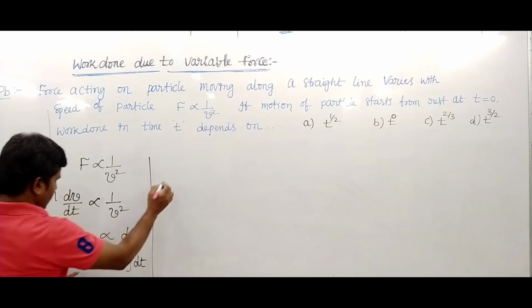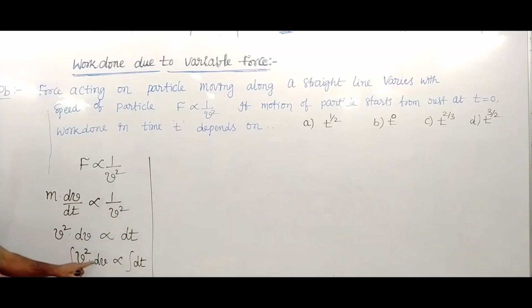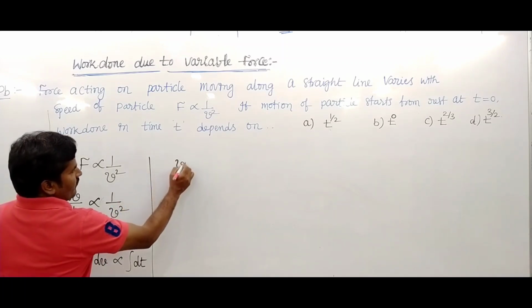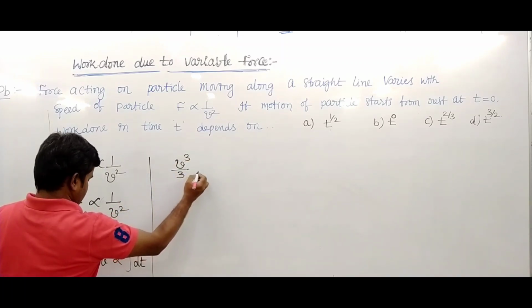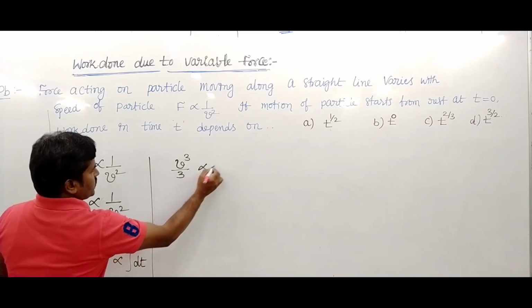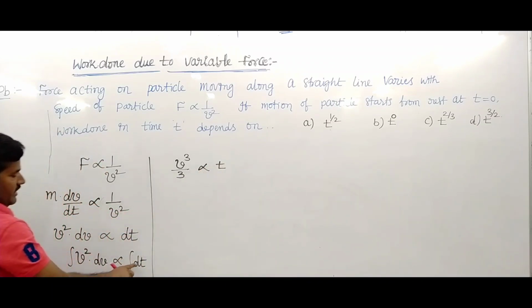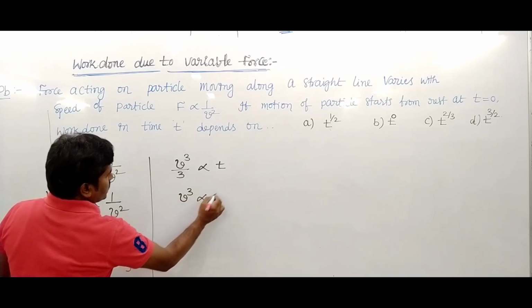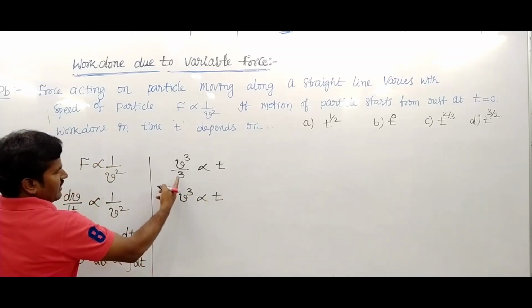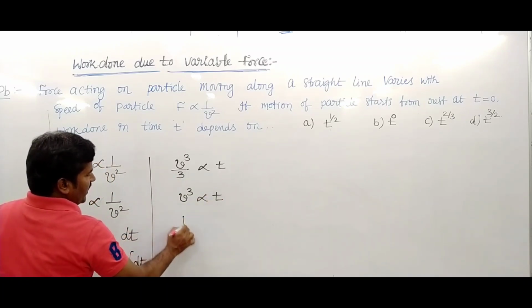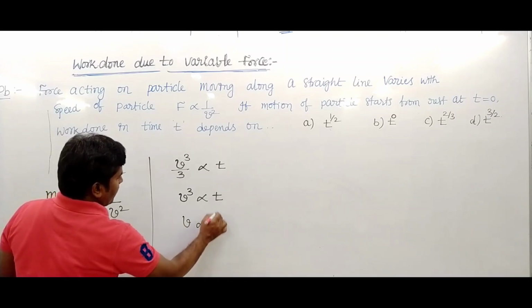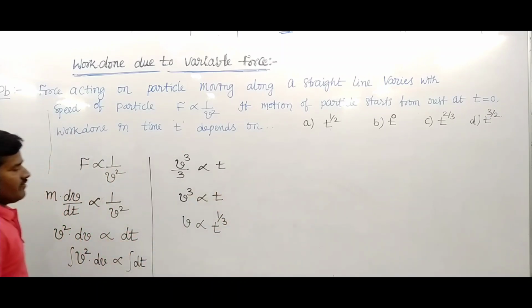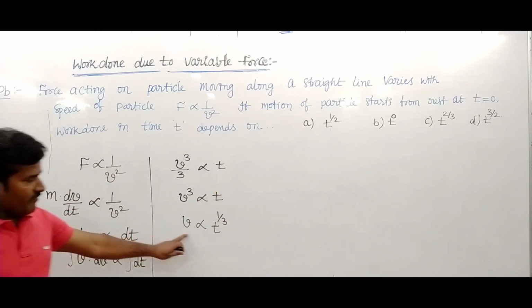The integration of x power n dx is x power n plus 1 by n plus 1. So we get v cube upon 3, which is proportional to t, the integration of dt. So v cube is proportional to t. Three is constant, so v is proportional to t power 1 by 3.